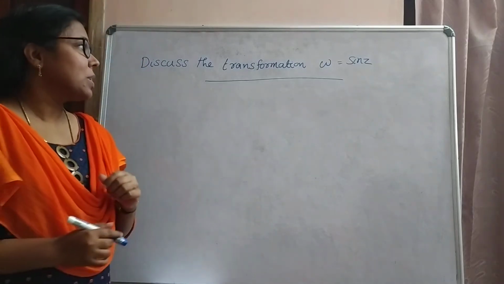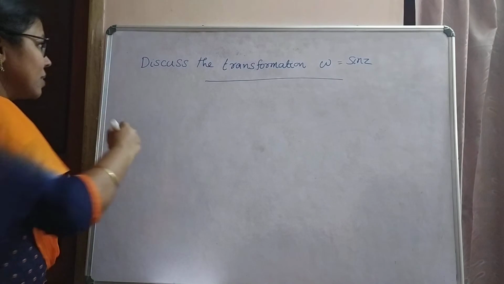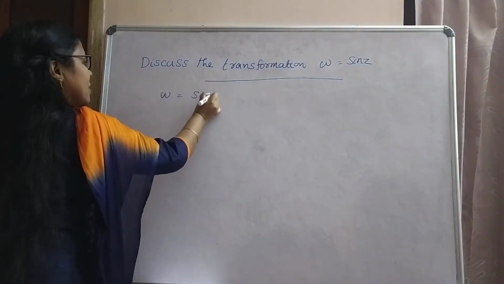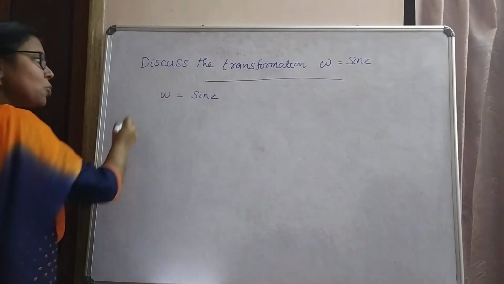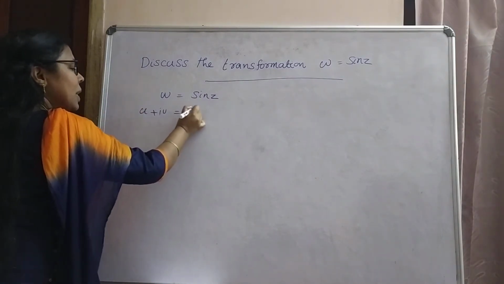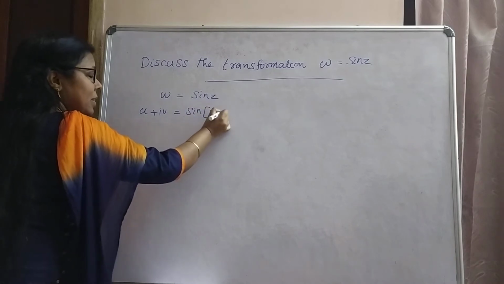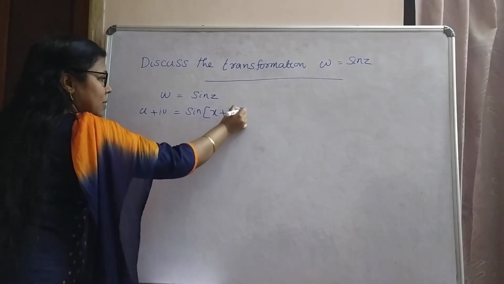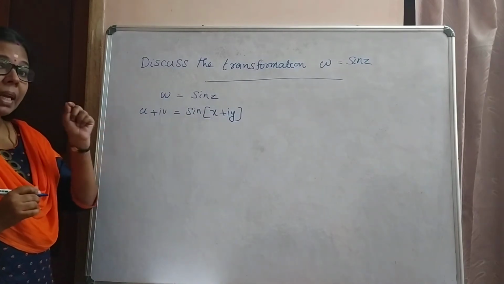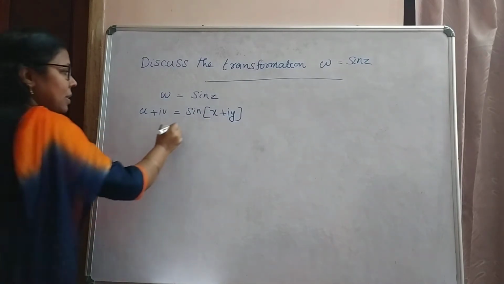Discuss the transformation w equal to sin z. Here the transformation is w equal to sin z. w is u plus iv, equal to sin of z, where z is x plus iy. What about sin of a plus b? Sin of a plus b is sin a cos b plus cos a sin b.